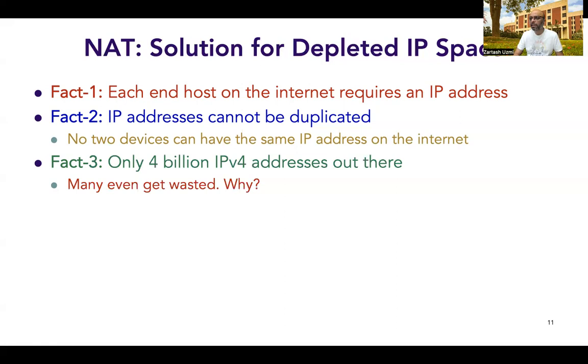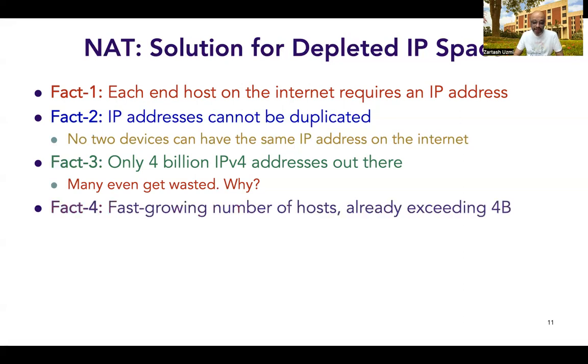Why is that? That is because you allocate these IP addresses in blocks, and it is possible that I will not need a block which is a power of 2. So if I need 15 different IP addresses, I will get a block of 16 different IP addresses. If I need 17 IP addresses, I will not get a block of 17 IP addresses. I will get a block of 32 IP addresses. So those 15 IP addresses will get wasted. Okay. So that is also a fact.